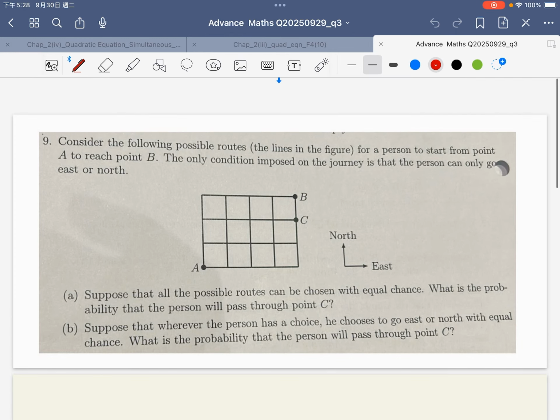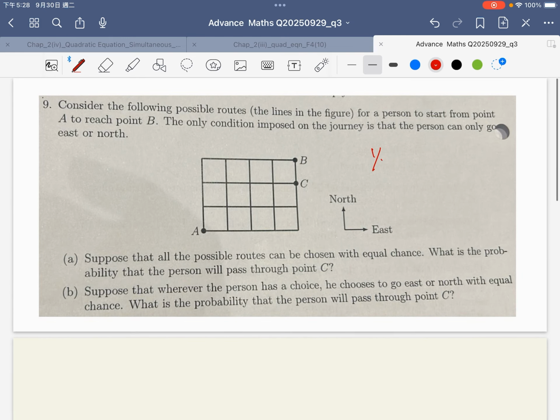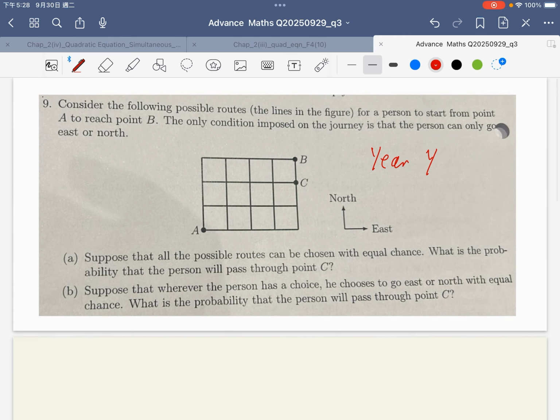This question is from a year 2 university student, and the concepts involved are probability, combination and permutation. I think if you are at the level of M1, you can handle this question, though it is a hard problem. Let's look at this question.